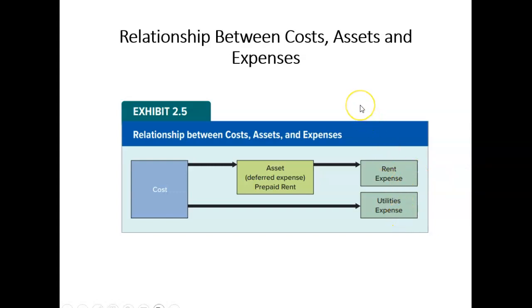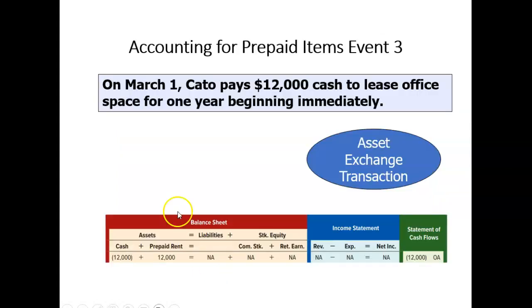What we're saying here is that if I paid my rent for the entire year in advance, that is known as prepaid rent, which is an asset. However, each month, as my rent becomes due, I'll make an adjustment to recognize what's known as rent expense. Let me show you.